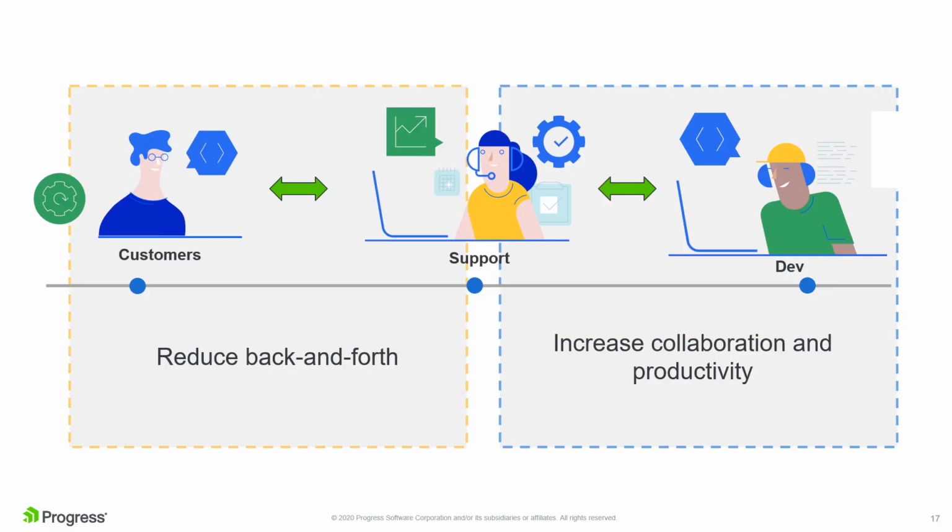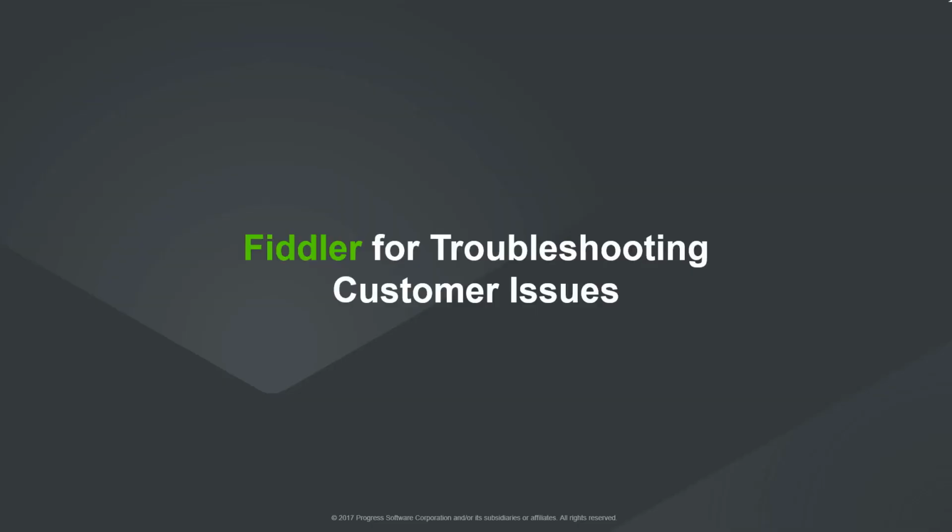But in order to do these, we need a common tool chain and products that solve both problems in a seamless way. This is where Fiddler and its ecosystem of products can help streamline the whole process.